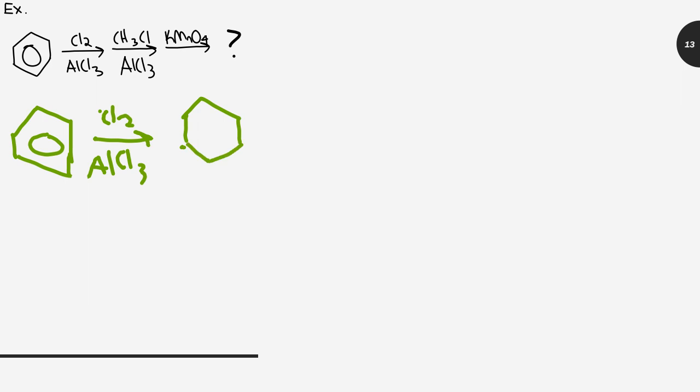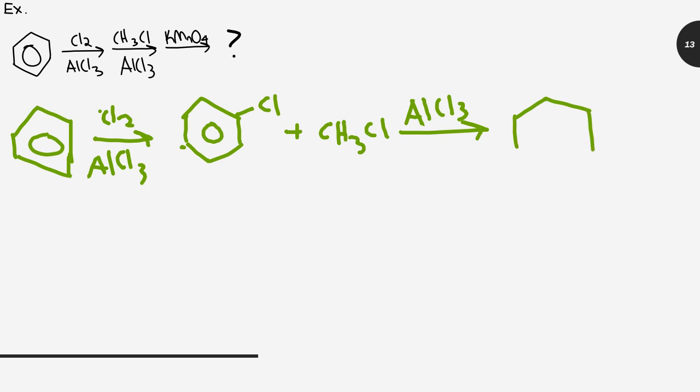So now if I take this and react with CH3Cl with the same catalyst, what director is the chloro group? Come on. I was on lone pair of electrons. You know this. Ortho, para, meta.